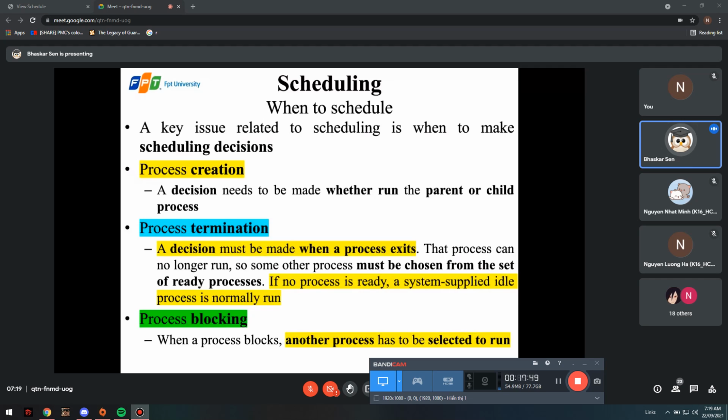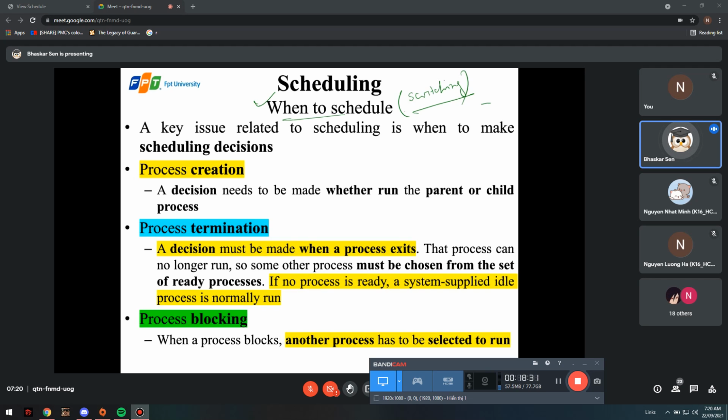Next big question is when to schedule. Normally when we ask this question, the first thing that comes to our mind is when context switching takes place. Context switching means a process keeps changing its state from running to blocked, running to ready, ready to running. That is when we need to schedule.